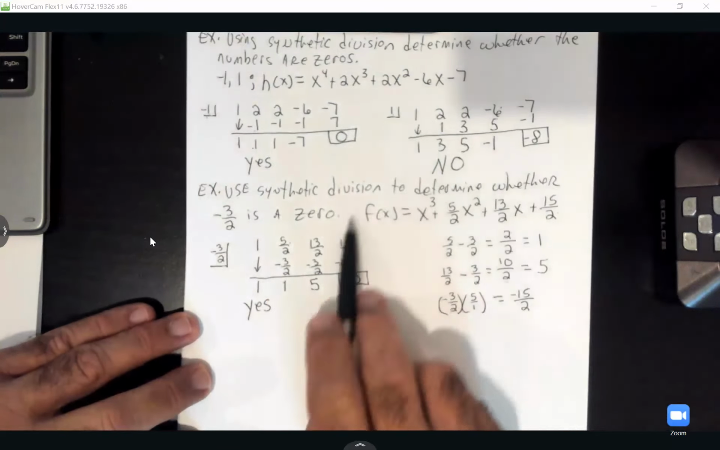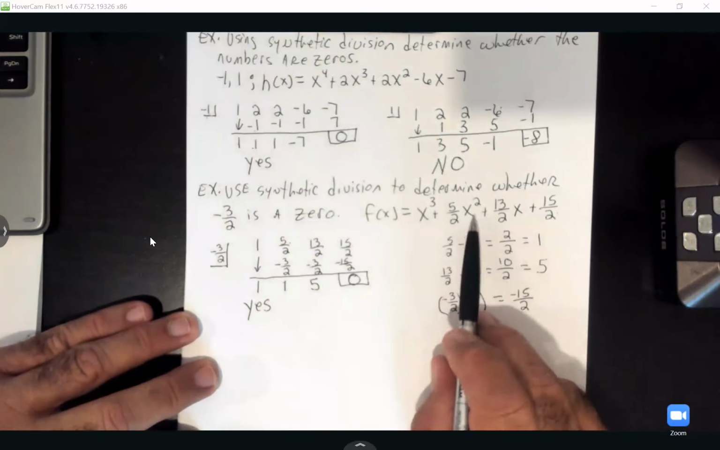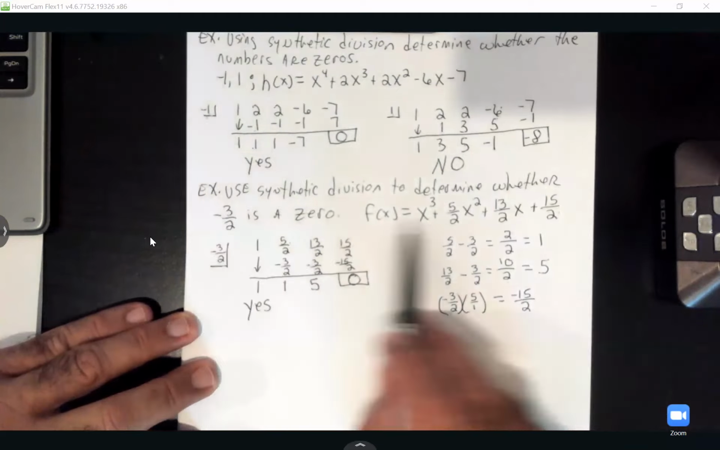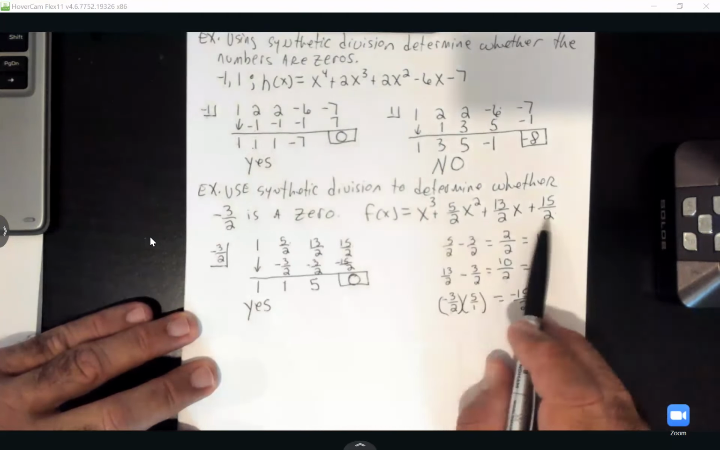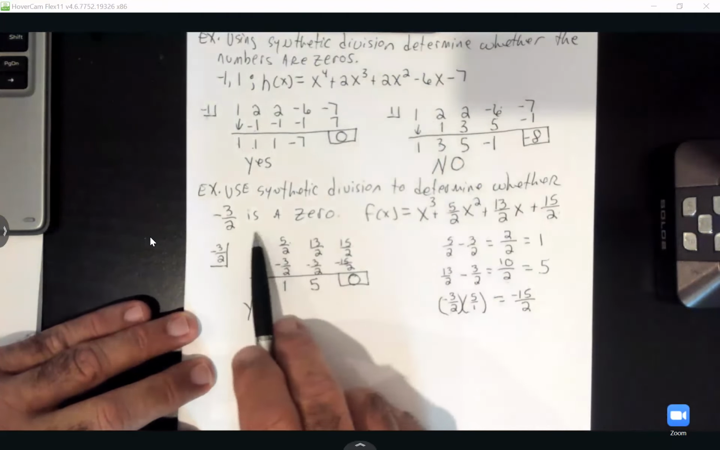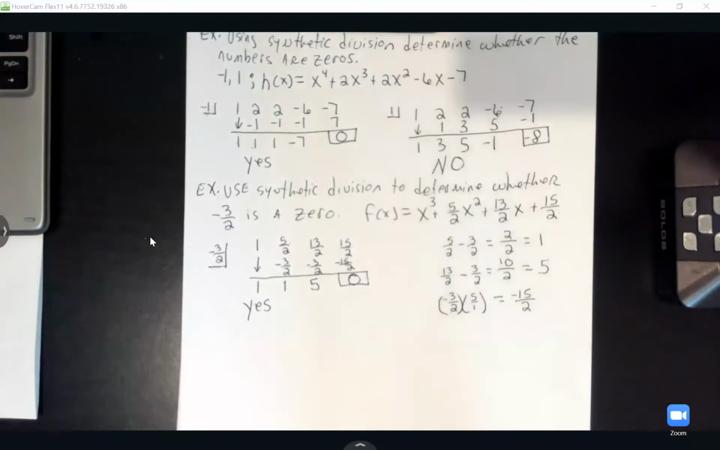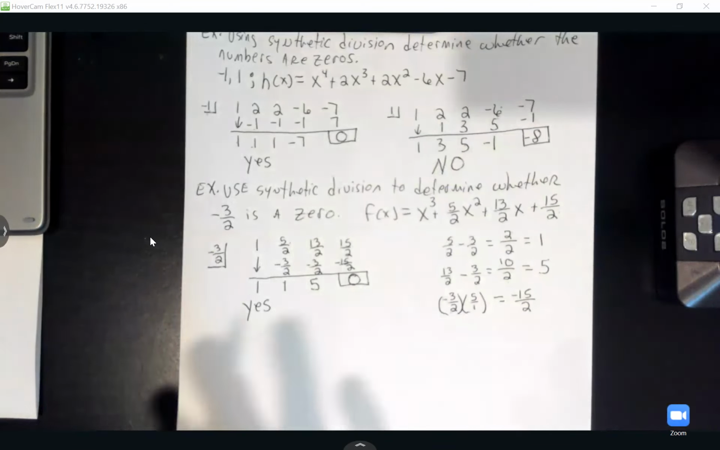Now, what makes this problem not as bad is all the denominators match. Okay, so y'all's will probably be 2s like mine. But your denominator will match, so you don't have to worry about adding unlike fractions on this one, okay?